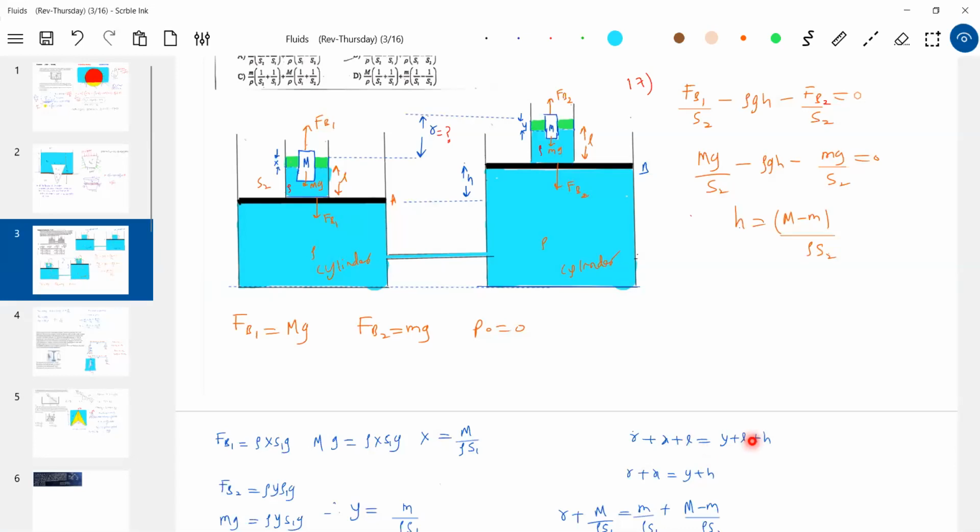This one. So L gets calculated. So R plus X equals Y plus H. Okay, now we know H already. I'm going to substitute here. We don't know X and Y. What are X and Y? The length of displaced liquid.